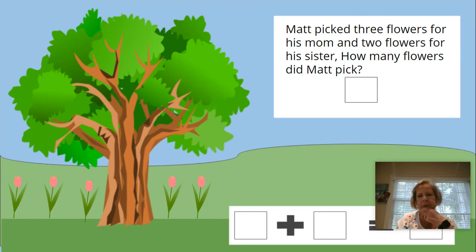Here's another one for you. Matt picked 3 flowers for his mom and 2 flowers for his sister. How many flowers did Matt pick? We have to make our equation, so we're going to say 3 plus 2 equals how many? 3 plus 2 equals 5. So 5 would be your answer. And 3 flowers and 2 flowers, if we put them together, makes 5.